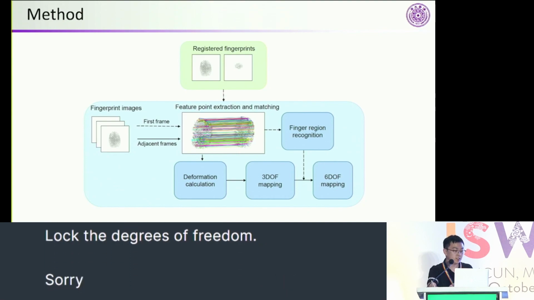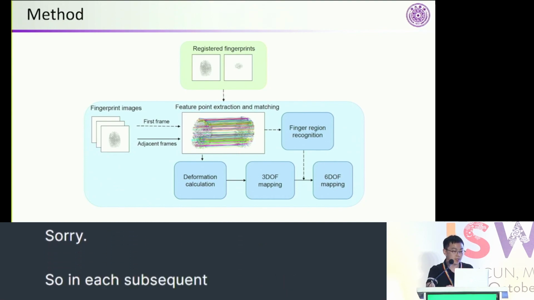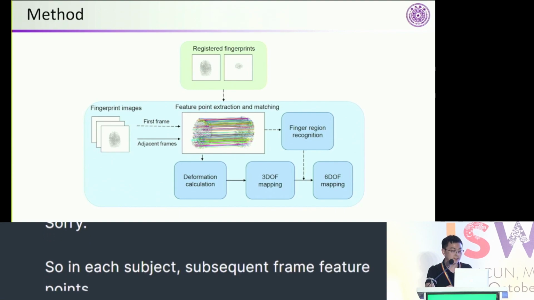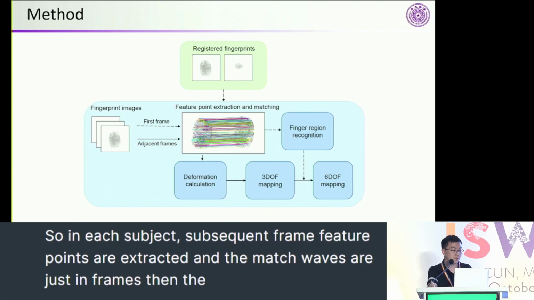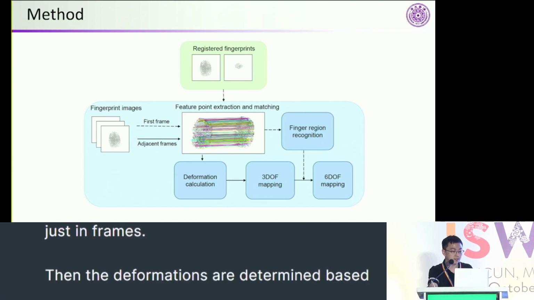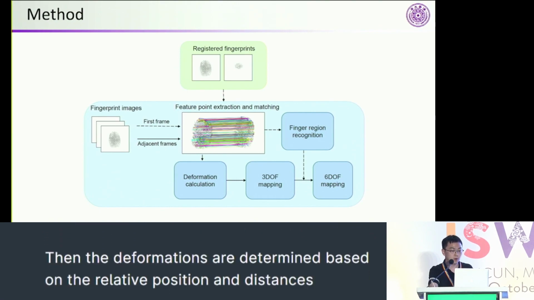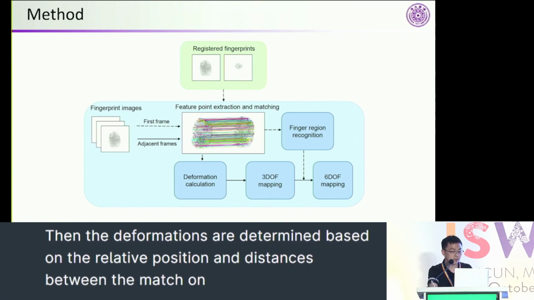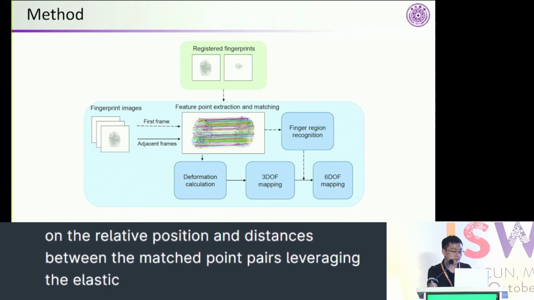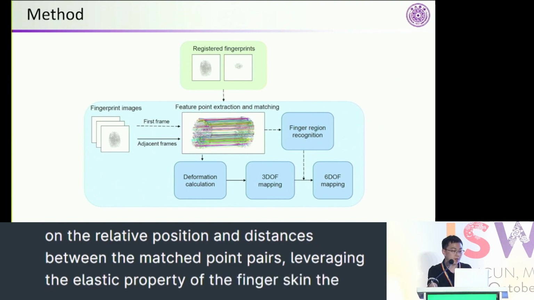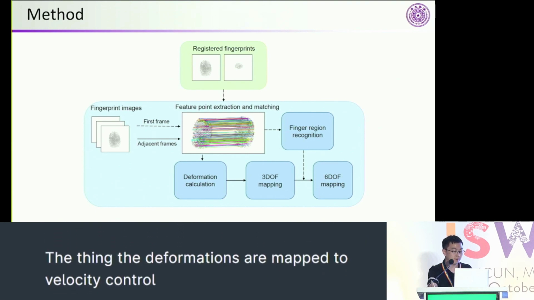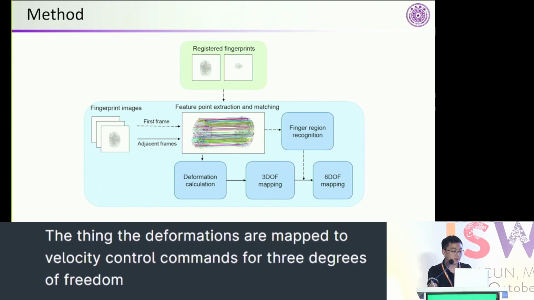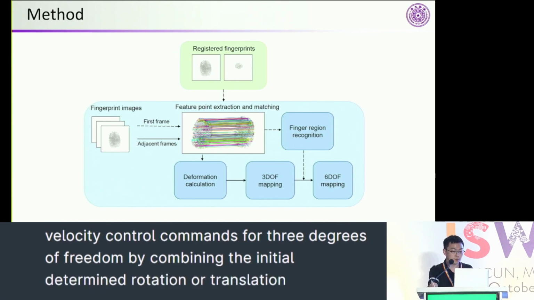In each subsequent frame, feature points are extracted and matched with adjacent frames. Then the deformations are determined based on the relative positions and distances between the matched point pairs. Leveraging the elastic property of the finger skin, the deformations are mapped to velocity control commands for 3 degrees of freedom. By combining the initially determined rotation or translation, 6 degrees of freedom control can be achieved.